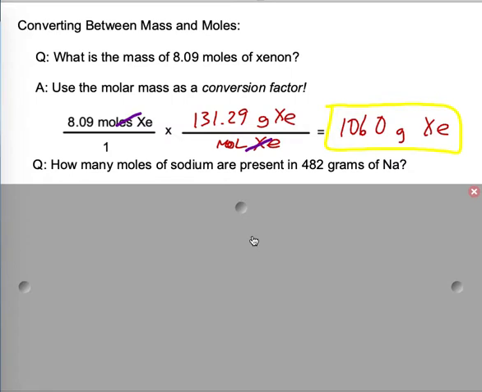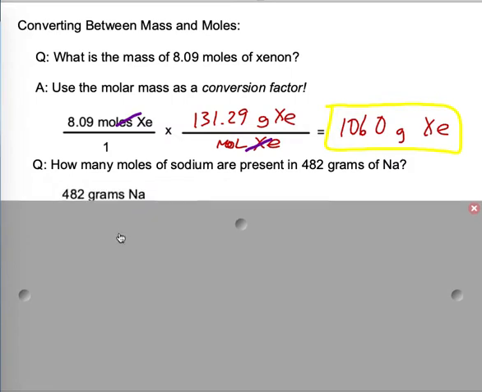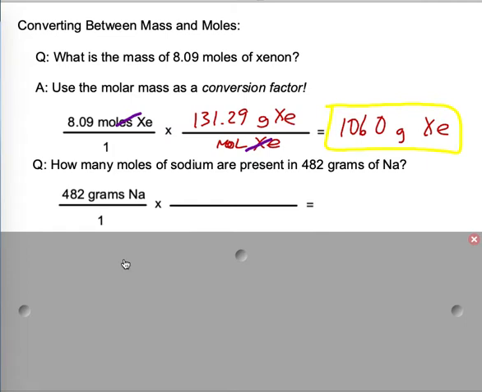Suppose I give you a certain mass of sodium and I want to know how many moles are present in it. Well, I can use the molar mass again. I'll start by writing down the mass of sodium. And now I want units of moles of sodium in the numerator, grams of sodium in the denominator. What goes with grams? The molar mass from the periodic table, which is 22.99. What number goes with moles? 1. Once again, grams cancel grams, and I'm left with moles of sodium, which is 21.0 moles of sodium.